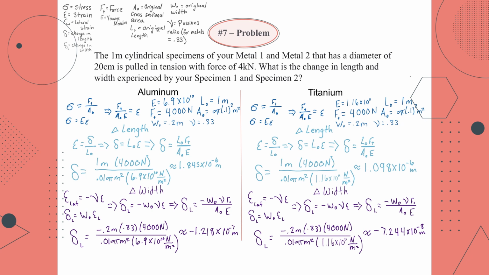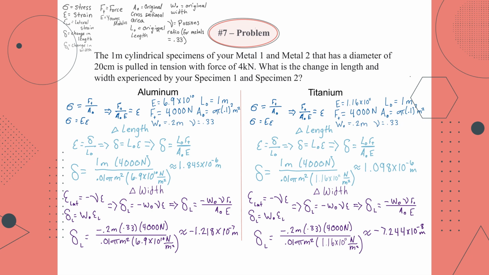Okay, now that we have change in length, let's move on to calculate how the width of our specimen changes under the tension. To do that, we'll use formulas under the change in width section. We have a formula for lateral strain, which is equal to the negative of Poisson's ratio multiplied by strain, and we have a formula for lateral deformation equal to original width times lateral strain.